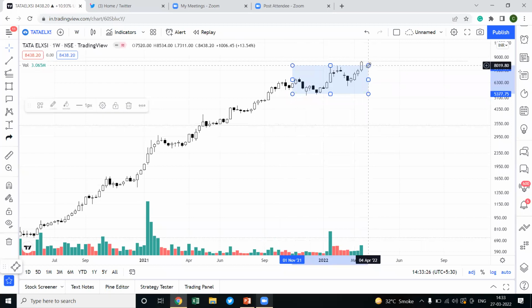Definitely, you can do some trading. If you have 100%, you can trade 20% of the allocation of Tata Elxsi, so that would help. But you have to keep the levels in mind: near the 9,000 level it will face some resistance. You can sell it and then buy it again. That's the thing you can do.